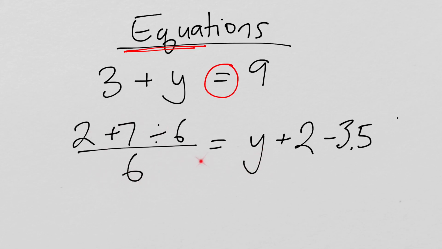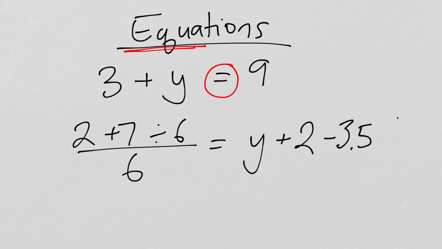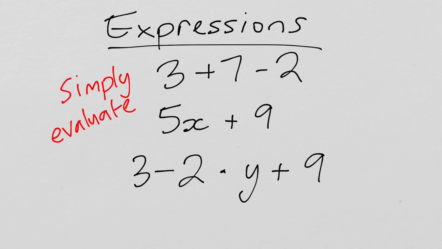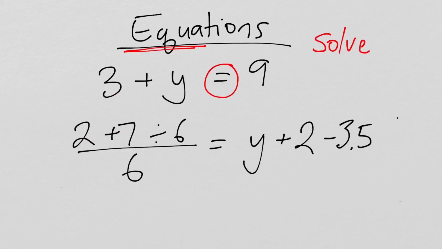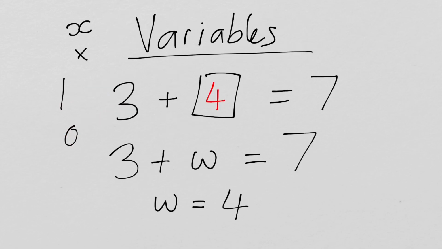So those are equations. The difference again: expressions don't have an equal sign. Equations have an equal sign. So for equations, we can solve them, right? You can solve equations, you can simplify or evaluate expressions. So that's the difference between equations and expressions. And again, a variable is a letter that represents an unknown number.